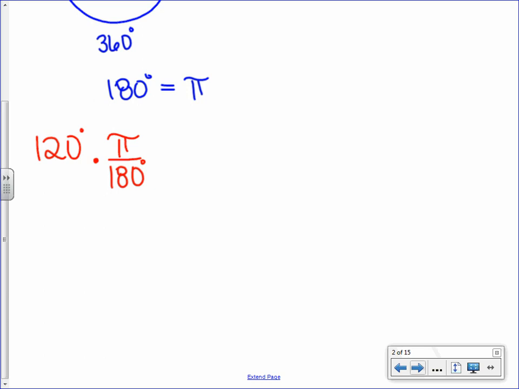Since pi radians and 180 degrees are the same, we're multiplying by 1, right? The degrees cancel, right? And what are we left with? What's 120 pi over 180? Reduced. No calculators needed. 120 over 180. The zeros cancel, right? 12 over 18. What does that reduce to? So we have 2 pi over 3.